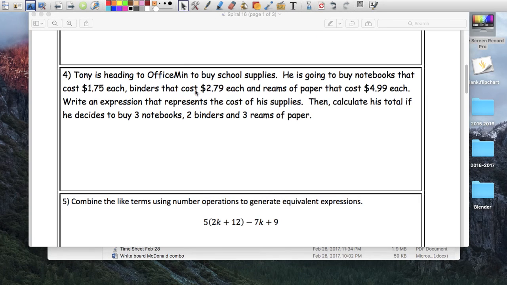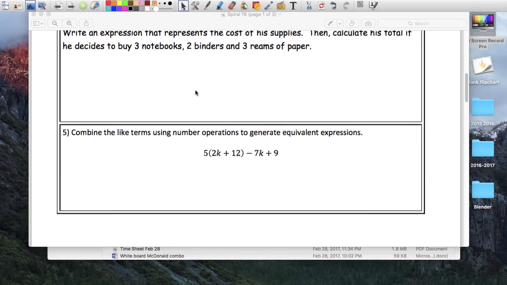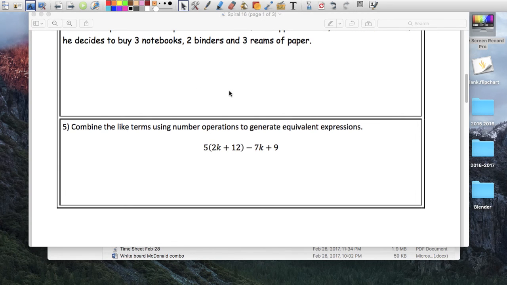Combine like terms using number operations to generate equivalent expressions. Okay, so this is something we did on Friday, I believe. All right, so here's your expression. I want you to create new expressions. Okay, so remember, equivalent expressions, so all the expressions that you're making after this, they are equivalent. They mean the same thing. They have the same value if you substitute for any given value of k. Okay, so they'll just look a little different, sometimes a little shorter.